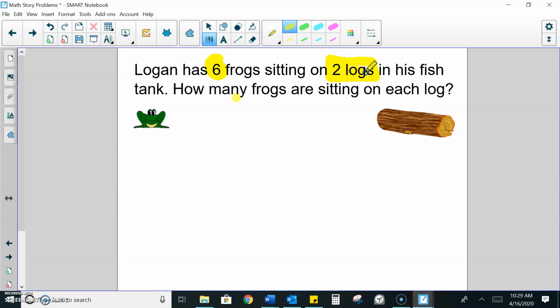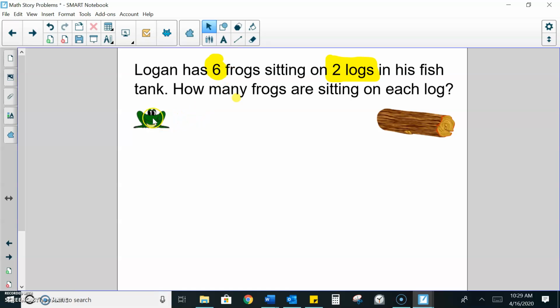Now, it says it's in his fish tank, but does that really matter? That's not really important information for our story here. But what is important is that there are 2 logs and he has 6 frogs total. So we're going to try to figure out how many frogs are sitting on each log.